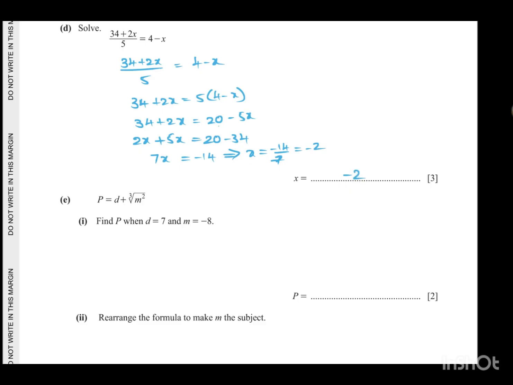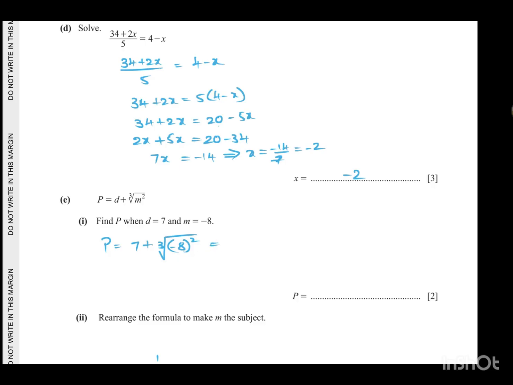This is solved. Question E, p is equal to d plus cube root of m square. Find p when d is equal to 7, m is equal to minus 8. So here, it is a direct question, you have to just substitute the values. P is equal to d, which is given as 7, plus cube root of m, which is given as minus 8, whole square.